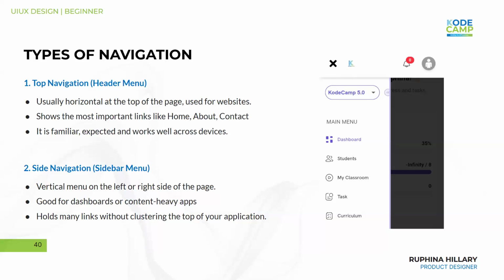Then the next one is the side navigation, which is the sidebar menu. This is a vertical menu on the left or right side of the page. It's good for dashboards or content-heavy apps, and it holds many links without cluttering the top of the application.